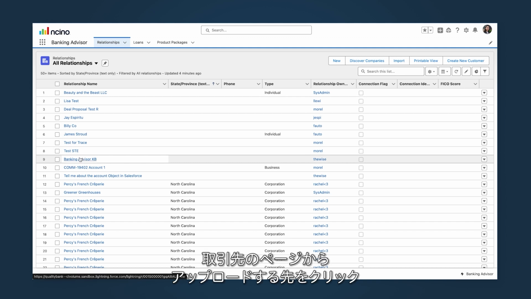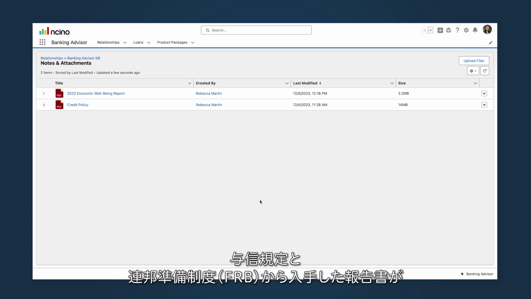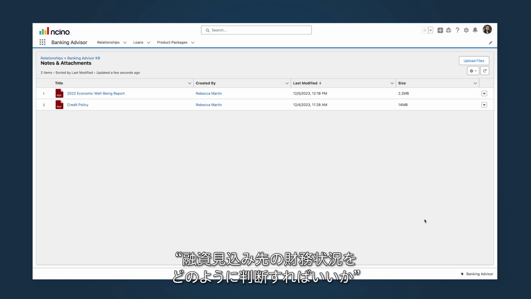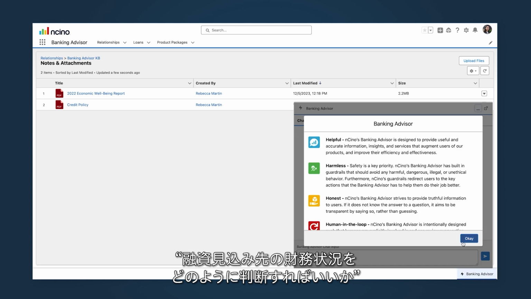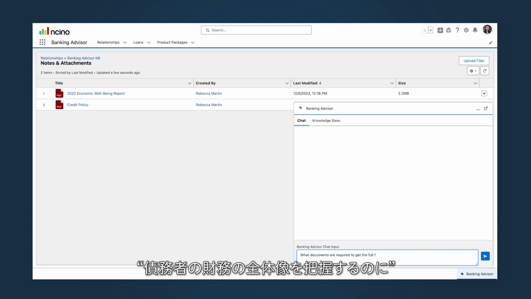So in your relationships, we're going to let you designate a single relationship to be where you want to put that. In this relationship, we actually have two documents. We have a credit policy document and a report from the Federal Reserve website. So let's say we have a question regarding how do we determine the financial picture of somebody who's trying to get a loan from us. So I'm going to ask, what documents are required to get the full financial picture of a borrower?